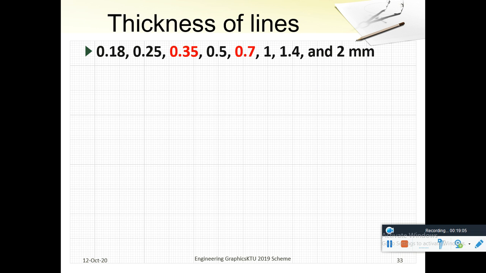There is a rule. In our classwork, we try to follow this rule: 0.35 for thin lines and 0.7 for thick lines. You can easily get mechanical clutch pencils of 0.3 millimeter and 0.7 millimeter from the market. A 0.5 pencil is also available, but for a better drawing, it is better to purchase a 0.35 millimeter or 0.3 millimeter pencil and a 0.7 millimeter pencil.